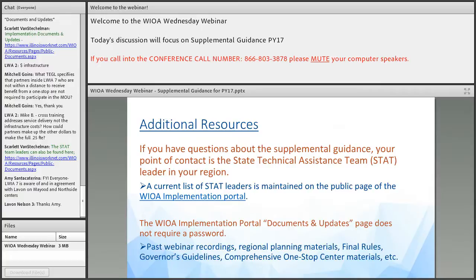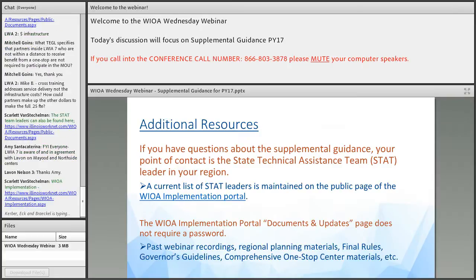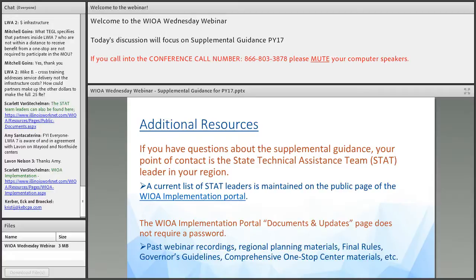So that is just a plethora of resources available on the WIOA implementation portal, and we encourage you to go on the site. If you need any assistance or if you need to set up an Illinois WorkNet account, please just contact Christy Jones so that she can work with Illinois WorkNet to get access for you. And Christy just added her email address there. You're welcome to email her if you are having trouble accessing the portal for some reason.